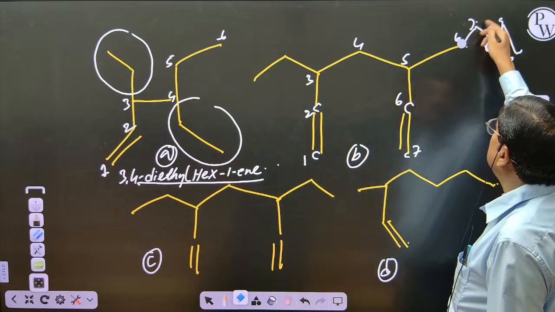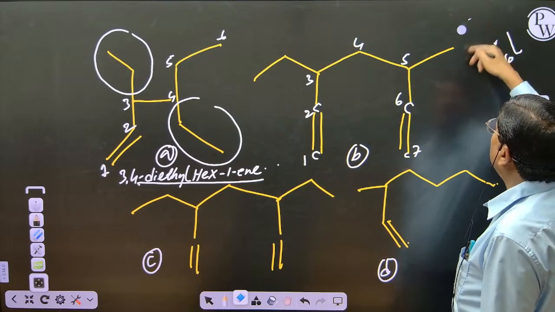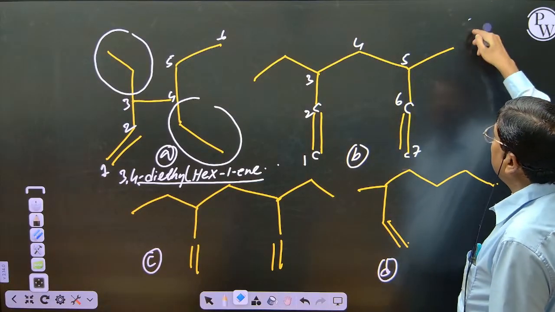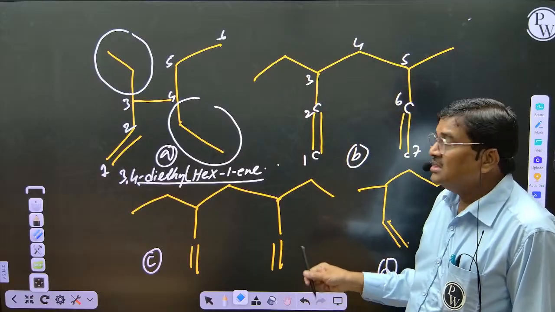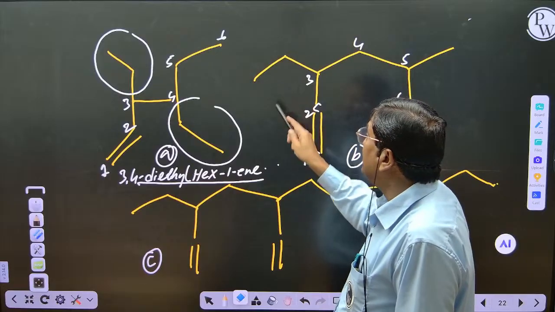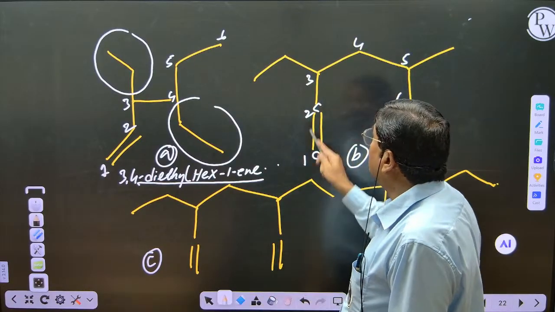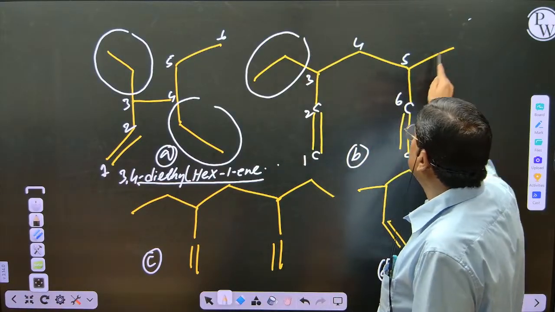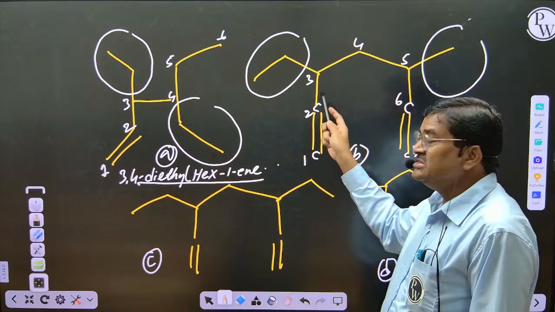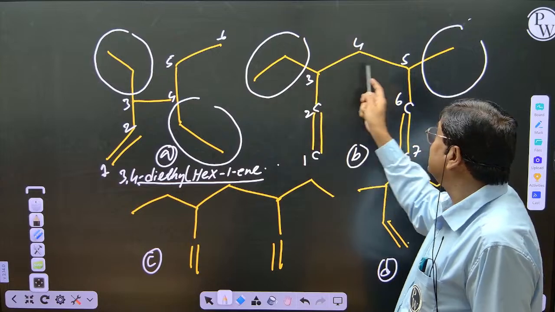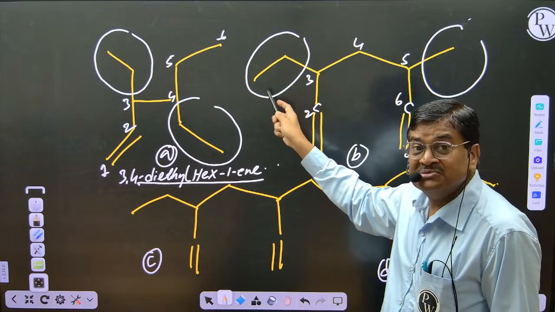So here, I have to include the double bond in the parent chain, and I have included it. Now what is this group, student? This is ethyl. This group is methyl. But numbering from this side is more appropriate. Why? This is ethyl, this is methyl. Alphabetically, who comes first? Ethyl.